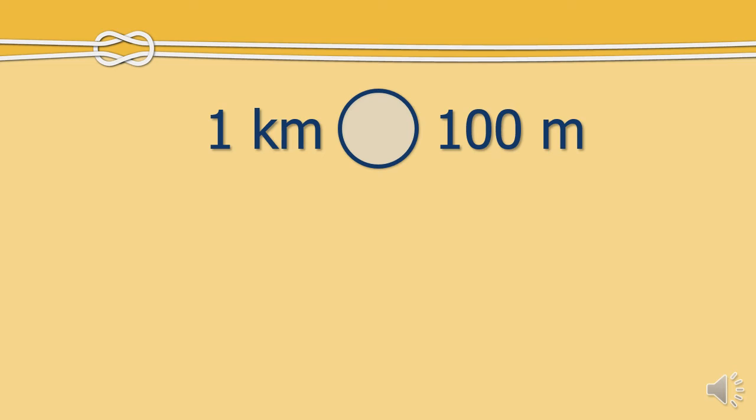Now we have 1 kilometer and 100 meters. What's the conversion between meters and kilometers? Remember, there are 1,000 meters for every kilometer. So 1 kilometer is the same as 1,000 meters. Comparing that to 100 meters, 1 kilometer is greater than 100 meters.